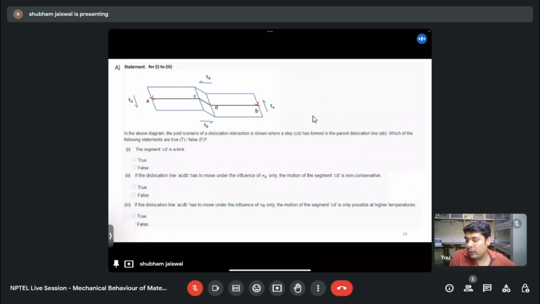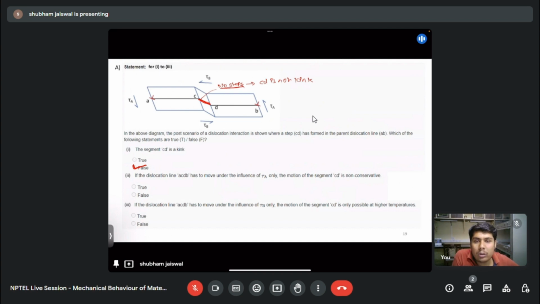So what is a kink? It is the process of dislocation glide in which the dislocation moves in steps, and these steps are nothing but known as kinks. So here, are you seeing any steps? No. Here there are no steps. So it means the segment CD is not a kink. So it will be false.